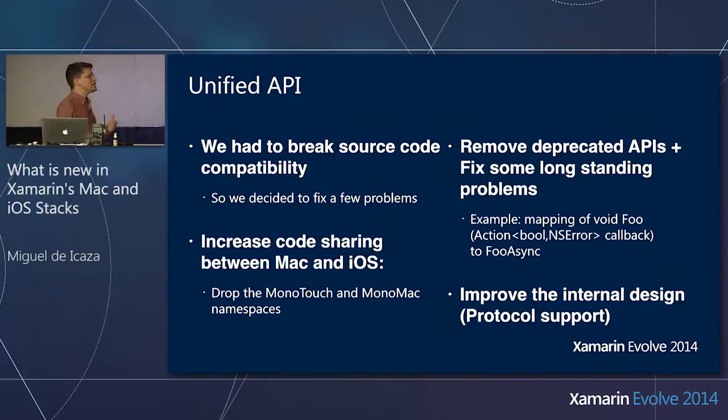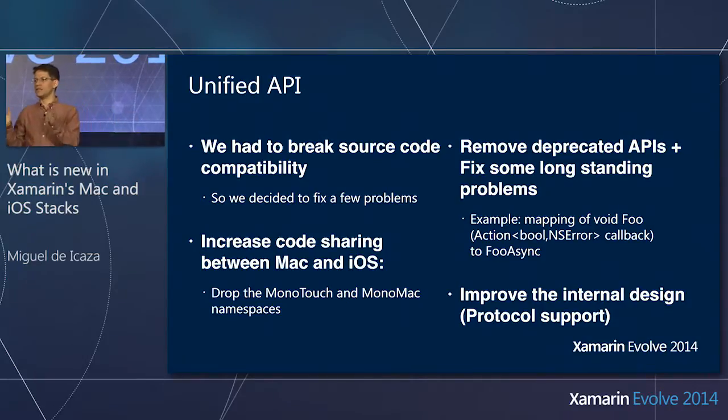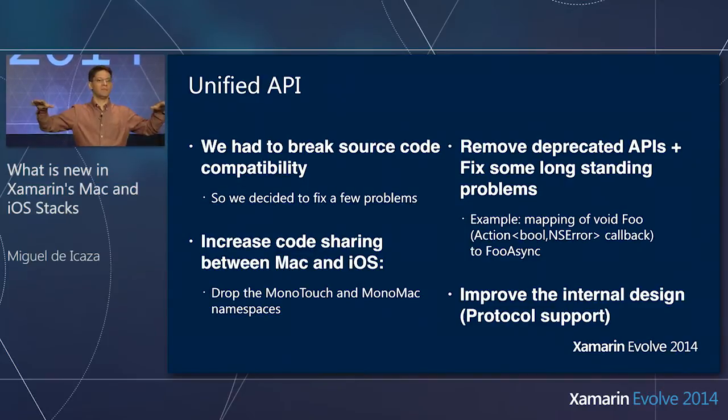So wherever you had a float, now you need to make it an nfloat, right? So since we're going to break source code compatibility, we decided to fix a few problems in this process. So let me take a step back first. The classic API, the one that you're using today with Mac and iOS, we will continue to support as is, and will continue to evolve it. So if you like your API and you don't want to make any changes, we'll keep supporting you.